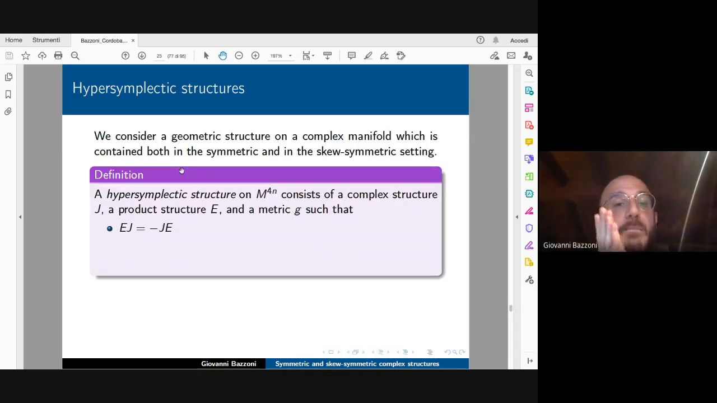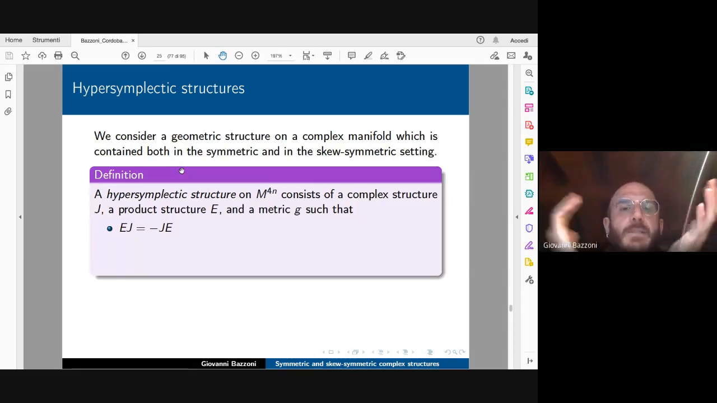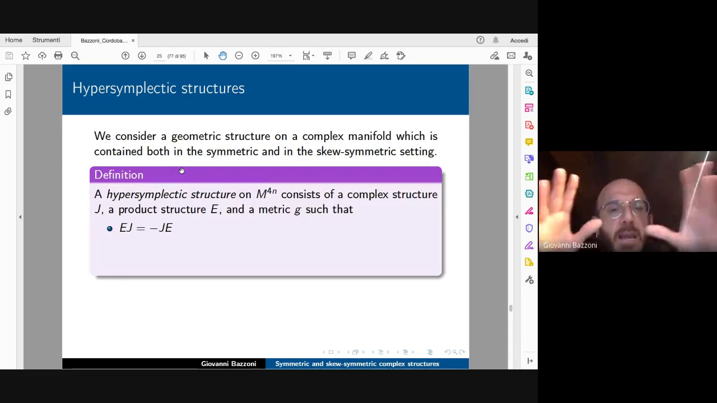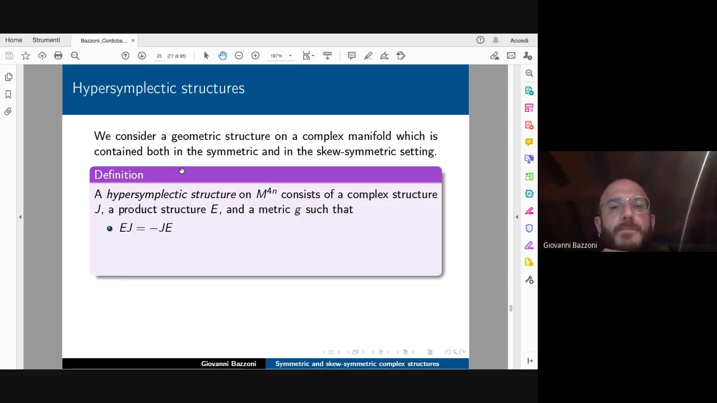A hypersymplectic structure on a 4n-dimensional manifold, 4n is the real dimension, consists of a complex structure J, so we know what that is, and a product structure E. E is also an endomorphism of the tangent bundle, which actually squares to plus identity. We don't want it to be plus or minus the identity, because that would be maybe a bit too simple. And also, E satisfies some integrability condition very similar to the one satisfied by J, so the vanishing of the Nijenhuis tensor can also be written down for E.